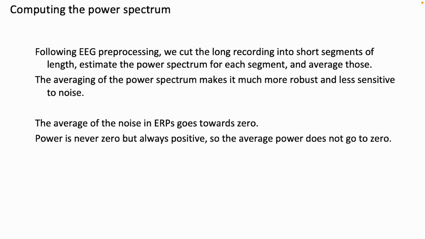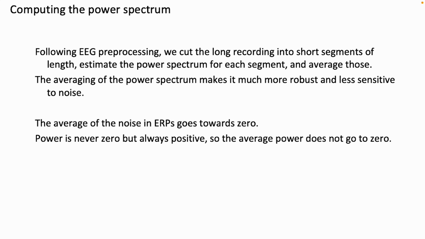If we now think about how we do this in practice, it means that we take the data, we apply preprocessing, and following the preprocessing of the EEG data, we cut the long recording that we have into short segments of a certain length. Then we estimate the power spectrum for every segment, and then we average those. And the averaging of the power spectrum makes it much more robust and less sensitive to noise.